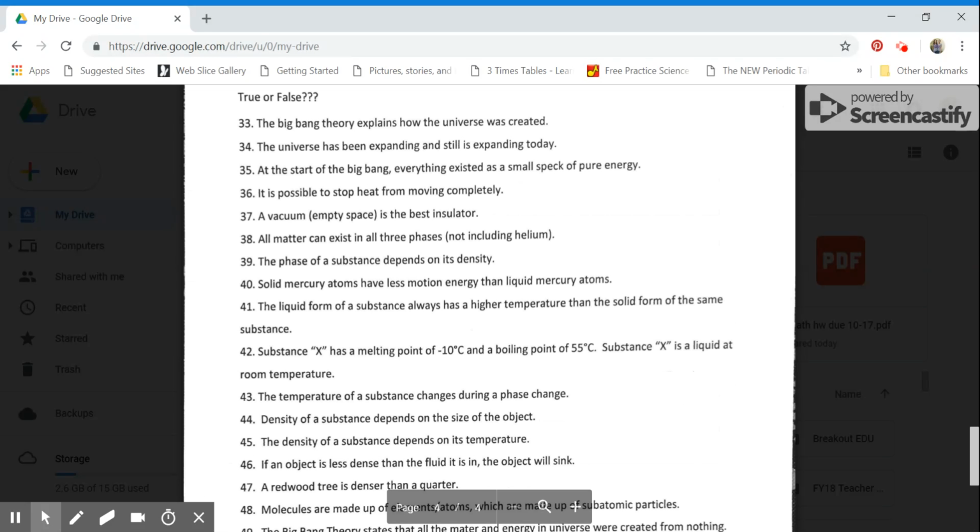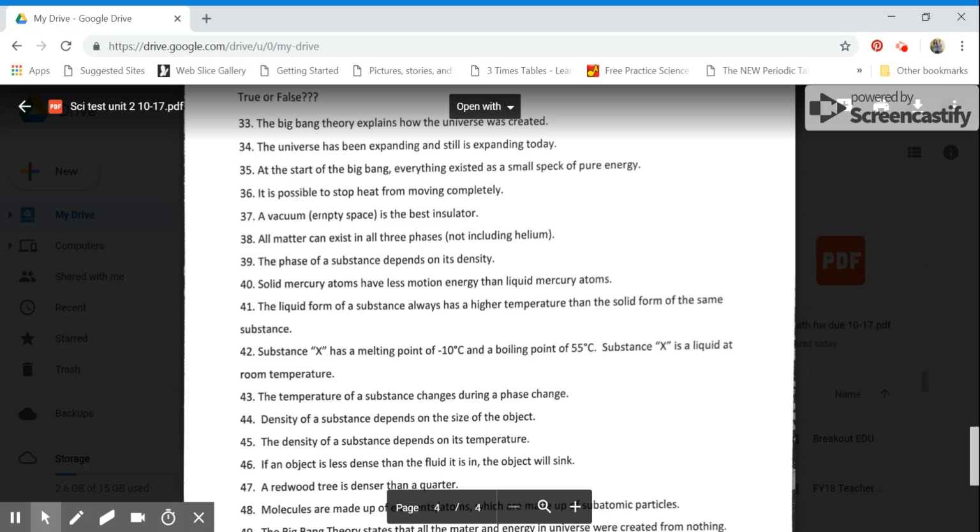True or false? Number 33. The Big Bang Theory explains how the universe was created. Number 34. The universe has been expanding and is still expanding today. 35. At the start of the Big Bang, everything existed as a small speck of pure energy. 36. It is possible to stop heat from moving completely. 37. A vacuum or empty space is the best insulator.